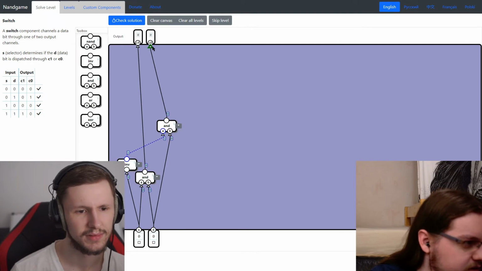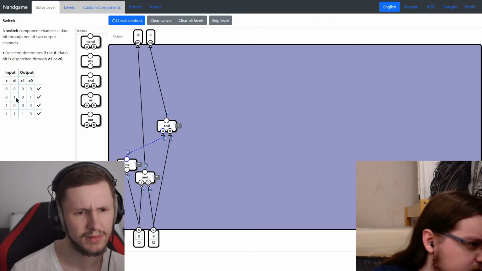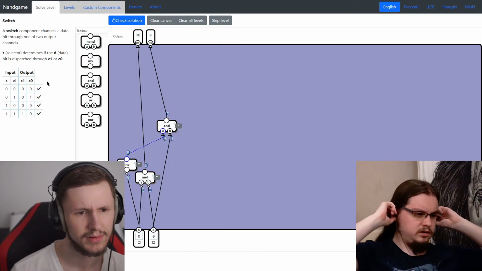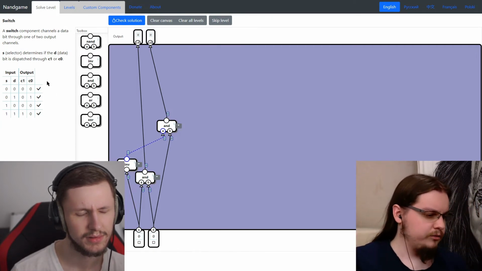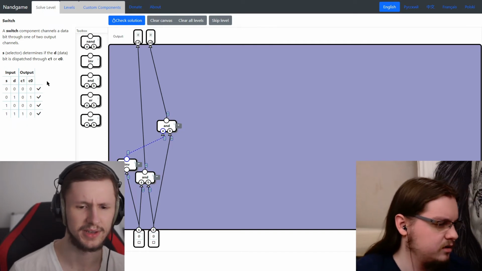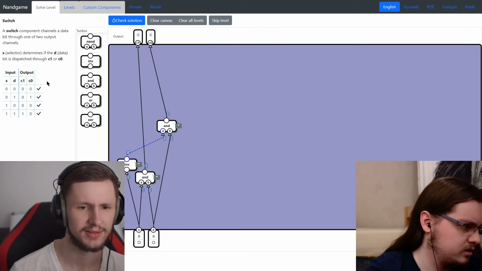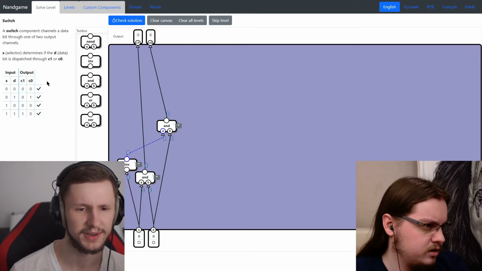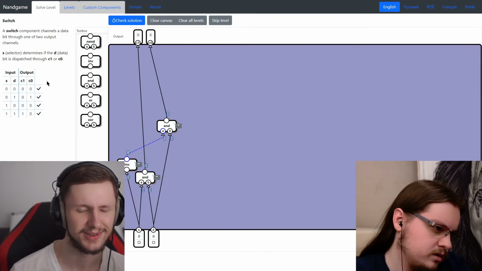So this Z0 needs to output 1 if not S and D. Not S and D. Which is exactly what we did. I don't see an easier way to do that, or a way that uses fewer components.